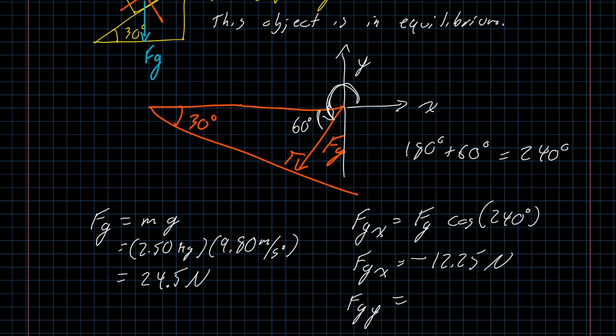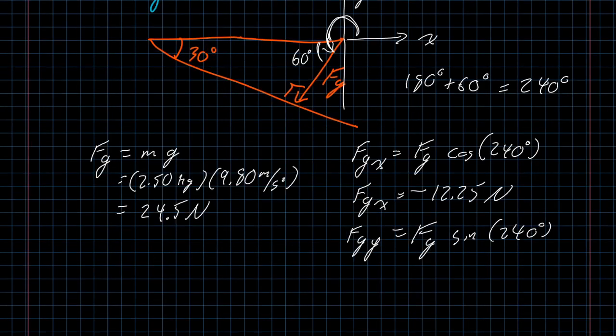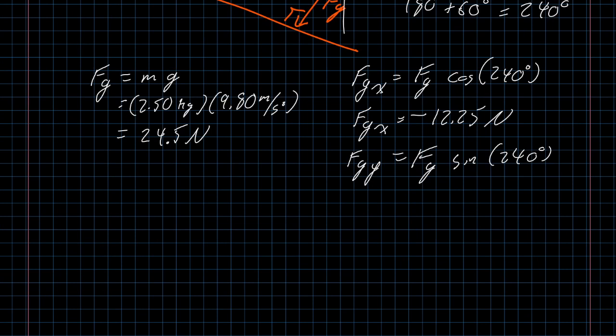And then the y component would be Fg times the sine of 240, which my calculator is happy to tell me is negative 21.2 newtons. And I should come back up here, because I only have 3 significant digits. I can't call that 12.25. I have to call it 12.3.